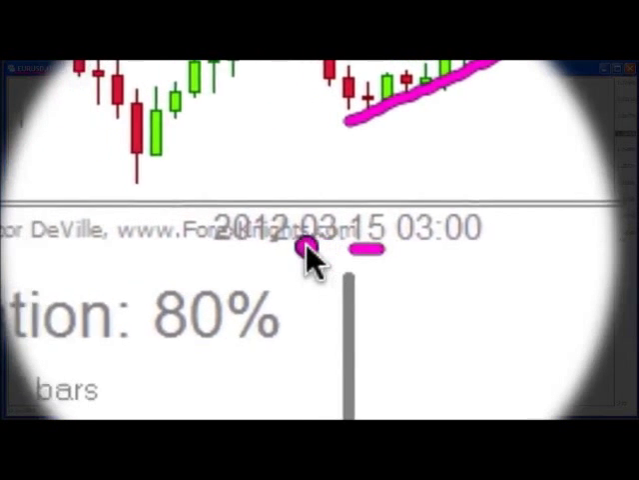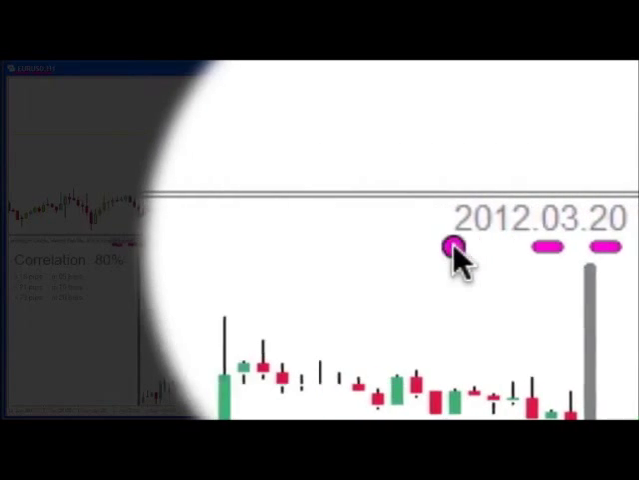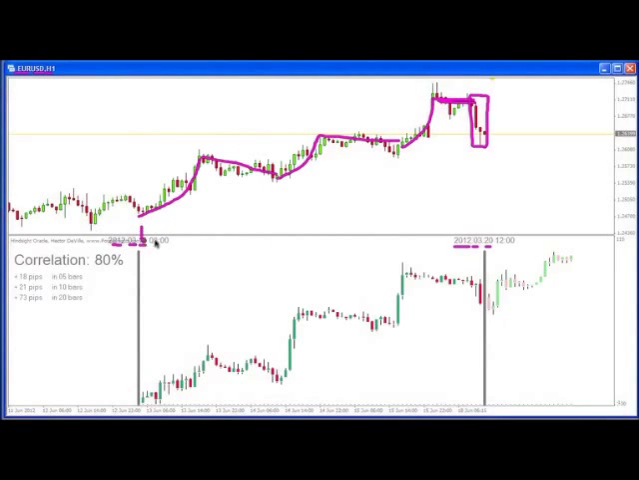From the 15th of March 2012 to the 20th of March 2012, so as you can see, this is also 5 days worth of data, just so you are comparing apples to apples and oranges to oranges. The indicator found a similar price pattern. In fact, both price patterns correlate at an 80% factor.